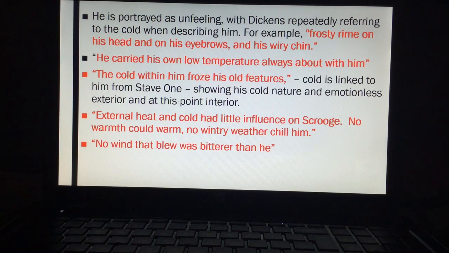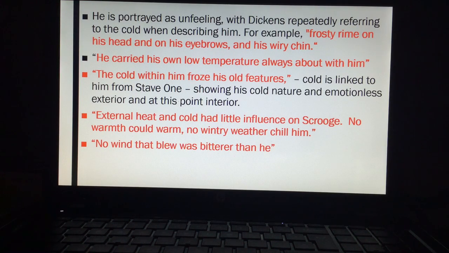We've got external heat and cold had little influence on Scrooge. No warmth could warm, no wintry weather chill him. Now look at that line. You've got alliteration, or sibilance, whichever technique you can write about in a more detailed way. But look, no warmth could warm, no wintry weather chill him. Look at the W's here.